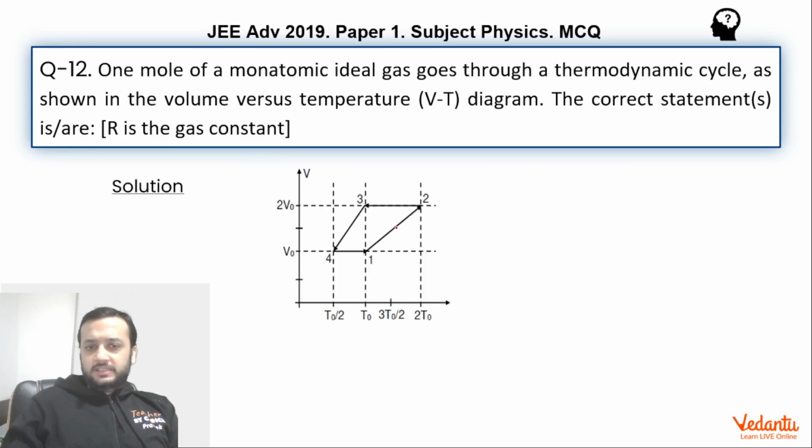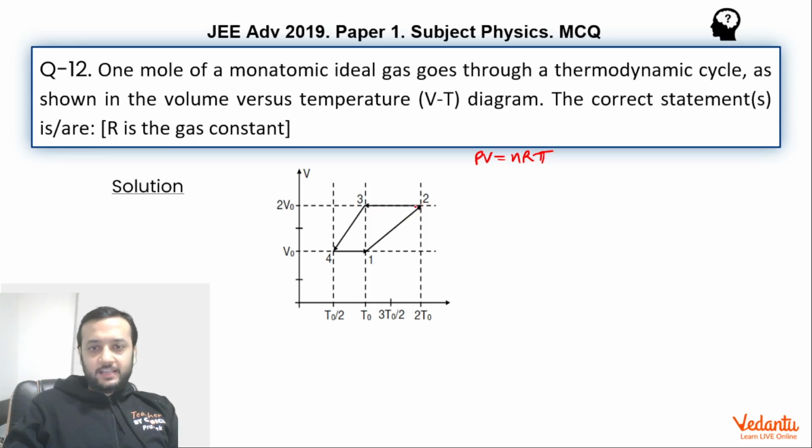Now, if you see this cycle carefully, from 1 to 2, the ratio of V by T is constant. At point 1, V by T is V naught by T naught, and at point 2 also, the ratio is 2 V naught by 2 T naught, that is again V naught by T naught. So if V by T is constant in any process, that means it's an isobaric process because we know PV equals nRT. So if V by T becomes constant, then this simply means pressure is constant. So we can say that 1 2 was an isobaric process.